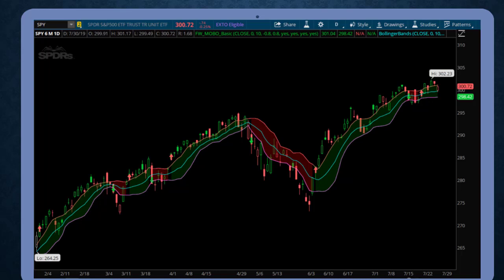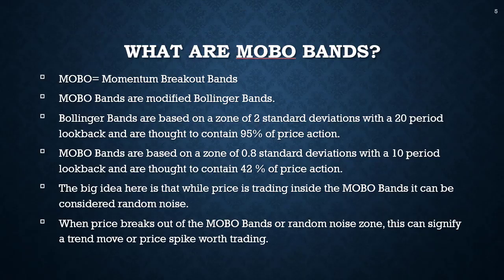When the market moves to the downside, that's when you could look to potentially do a short trade with a put option. But when it's chopping around in the middle, you just want to not be in the market, because you don't really know which way it's going to break. We're going to talk later in the series about how to determine that. In general, the MOBO bands are here to say that if you're breaking above or outside the bands, that can signify a trend move or a price spike, and that's when you could potentially take a trade.